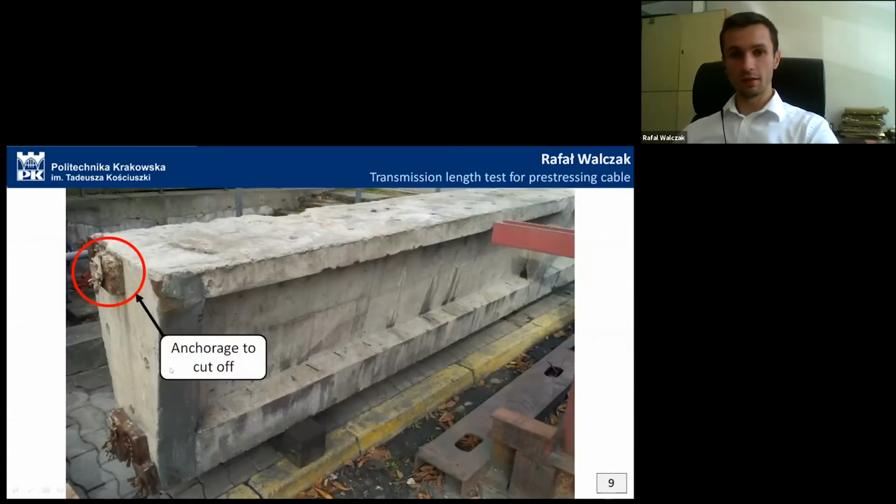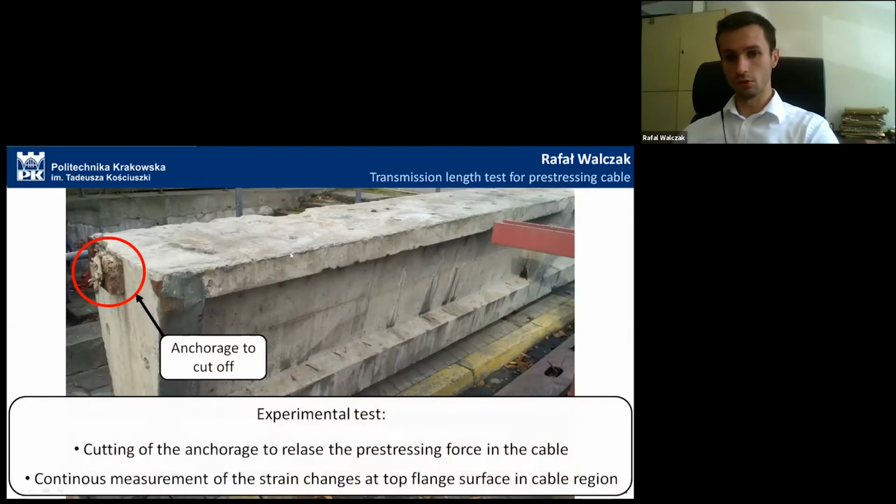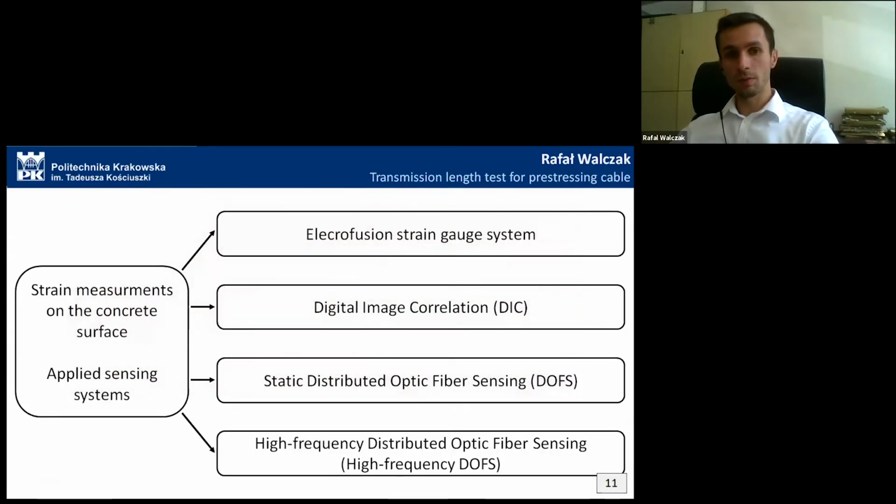In the test, the top anchorage was cut off to release the prestressing force in the cable, with continuous measurement of the strain changes at the surface of the top flange in the cable region, to record the transmission length of the prestressing force in this cable. We applied 4 independent measuring methods: first, an electrofusion strain gauge system; a digital image correlation method; and distributed optical fiber sensing with a static approach and with an independent high-frequency approach as well.